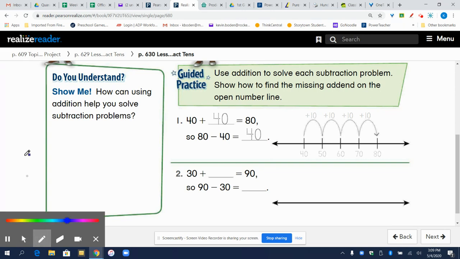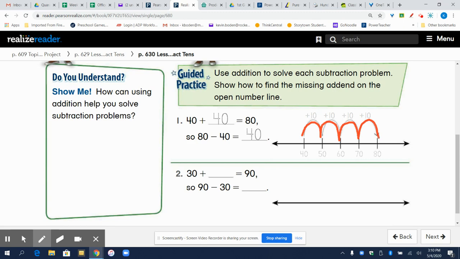So let's take a look at number one because it's already done for us. It says 40 plus 40 equals 80. So they started at 40 and they counted up 10, 20, 30, 40 to get up to 80. So 40 plus 40 more equals 80. So they want you to try making the connection that if you know 40 plus 40 is 80, or 4 plus 4 is 8, then you should know 80 minus 40 equals 40, or 8 minus 4 equals 4. That's a lot of words. I know that. So we're just going to try it all by ourselves.